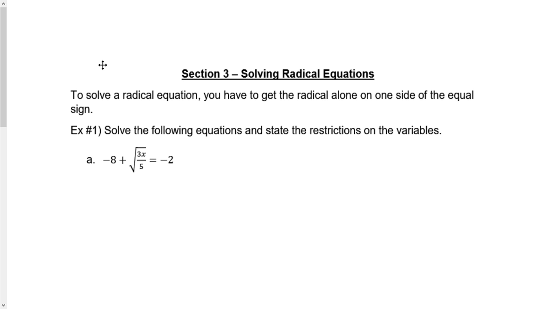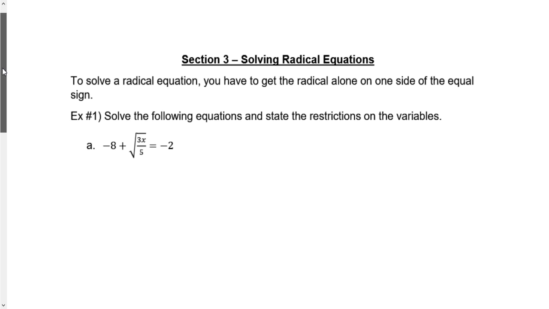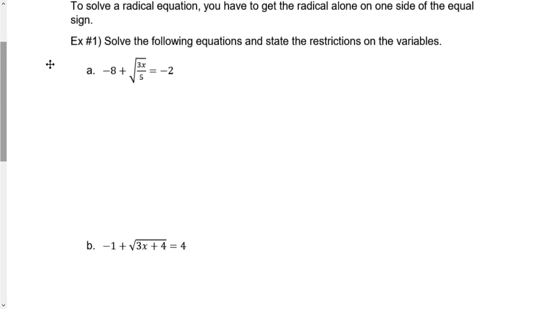In section 3, we're solving radical equations. To solve a radical equation, you have to get the radical alone on one side of the equal sign. So in this first example, the first thing we want to do is get this square root of 3x over 5 alone, which means simply adding 8. And that would give us 6.